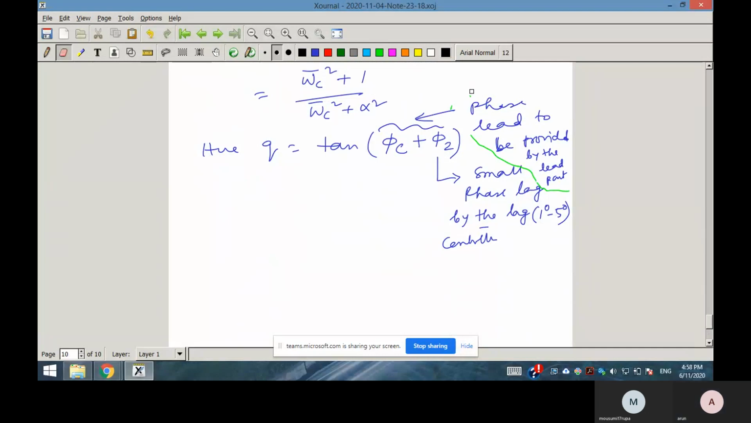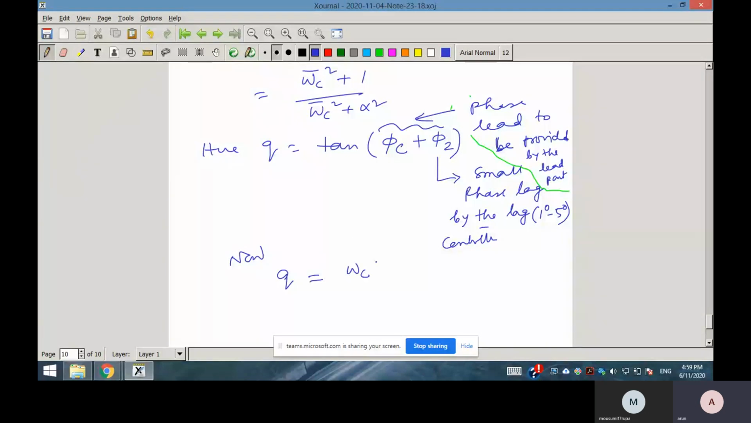So from here, what you will get from here, now this Q is what? We know what Q is, because ultimately phase lead will be provided by the lead controller. So the expression of Q will be the same. So here I should now write Q equal to the expression. The expression will remain the same. So this was in the case of Q.